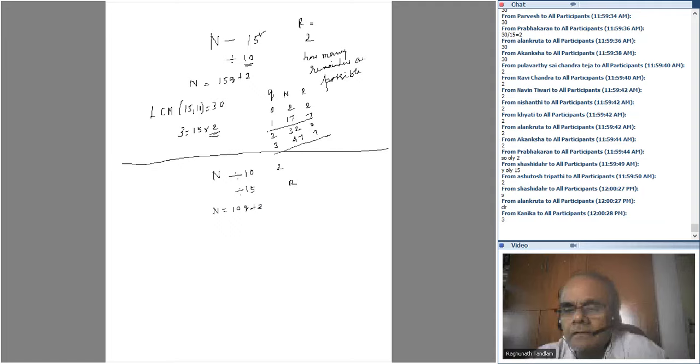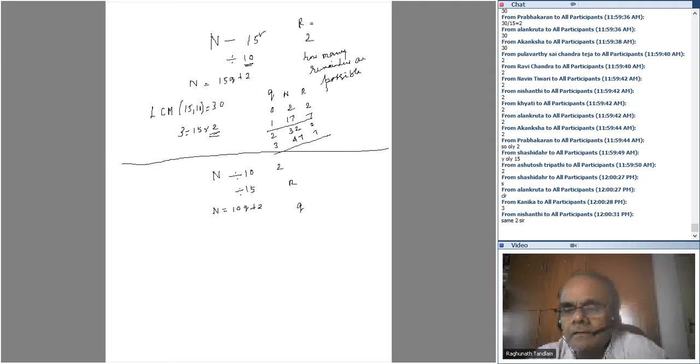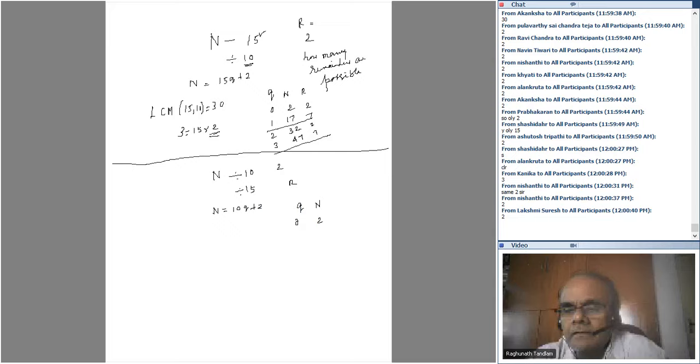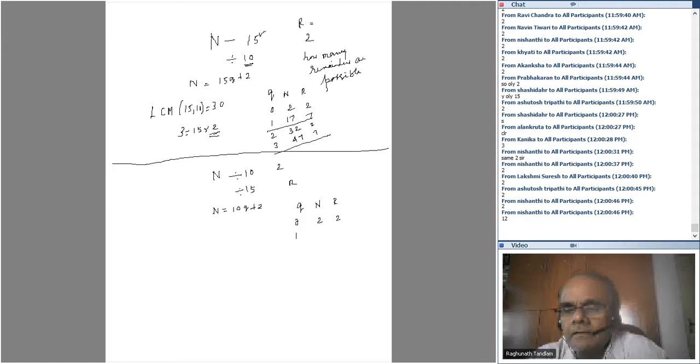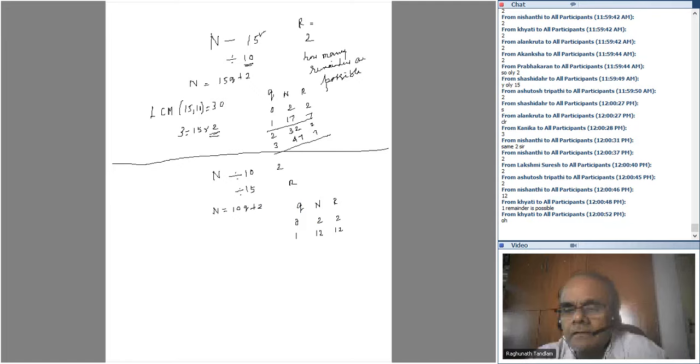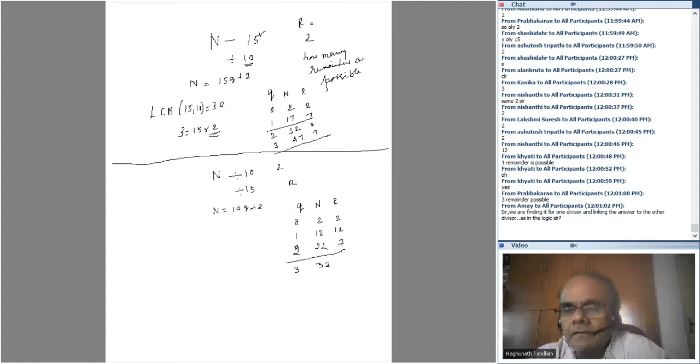If q is 0, what's the number? What's the remainder? If q is 1, what's the number? 12. Remainder will be 12. If q is 2, what's the number? 22. It becomes 7 or not? If q is 3, it becomes 32, remainder 2. If q is 4, I'll finish it, then we'll discuss.